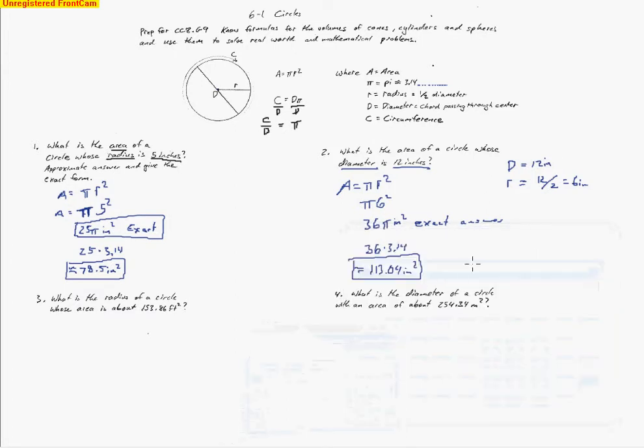So let's take a look at another problem here. What is the radius this time of the circle whose area is about, and then they give us this number of 353 86/100. So let's go ahead and write down our formula. It's a little bit different because we're trying to find the radius, but we have the area. So let's go ahead and substitute what we know. We know that the area is 153 86/100.